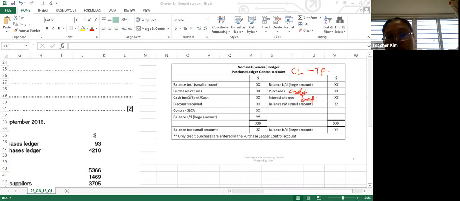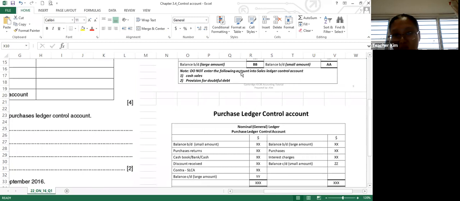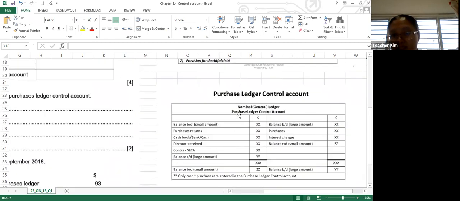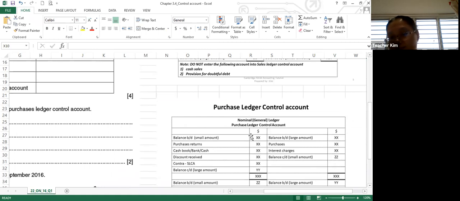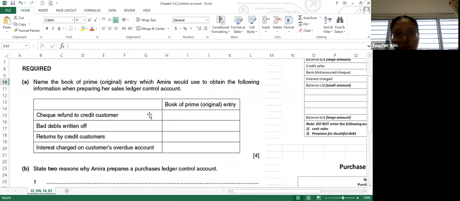Cash means we pay the supplier. Discount received is our other income to be recorded. Contra is opposite. This amount will reduce this. Balance carried down: this is a big amount, this is a small amount. So you notice that these two accounts are opposite each other, because this is the liability, this is the asset. This is a customer, this is a supplier. Okay, now let's move on.